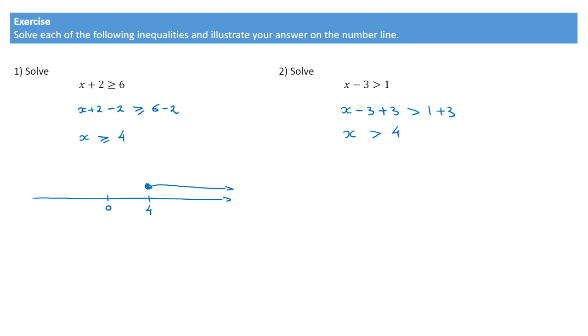And again, we can represent this solution on the number line. We draw a number line here, say 0 is here, and 4 is here. We place a dot above the 4, and x is greater than 4, so all the values to the right-hand side of 4. And now in this case, we leave the dot above the 4 empty, because x is greater than 4, not greater than or equal to. So x cannot equal 4 in this case. So we leave the dot empty.